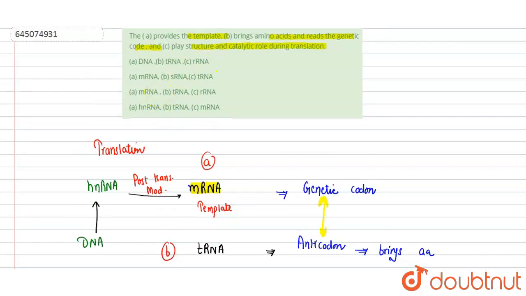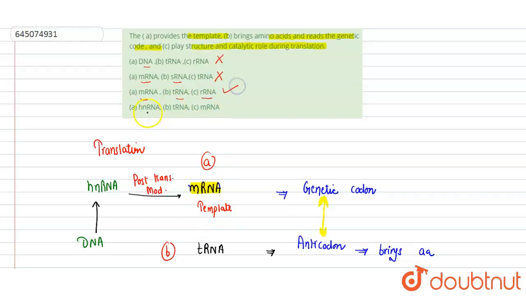So now we will see the options. The first option is DNA. This is incorrect. From DNA, firstly heteronuclear RNA is formed, then mRNA is formed, which acts as a template. So this is incorrect. Next is messenger RNA, then small nuclear RNA. This is incorrect. Next is messenger RNA, transfer RNA, and ribosomal RNA. Here this is the sequence.